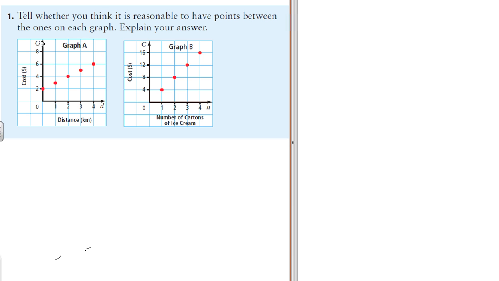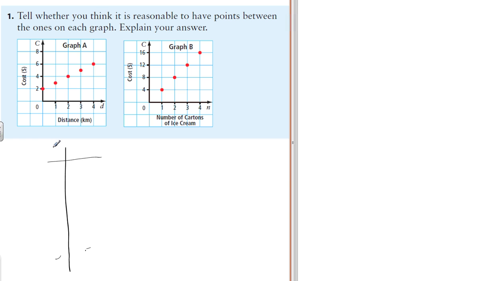Graph A is labeled with the y-axis and the x-axis. The x-axis is called D in this one for distance, and your y-axis is called C for cost. So if you were to draw a t-chart, or a table of values, we would look at this and say, okay, the distance is going from 0 to 1 to 2 to 3 to 4 to 5, etc. The cost is going 2 to 4 to 6 to 8.